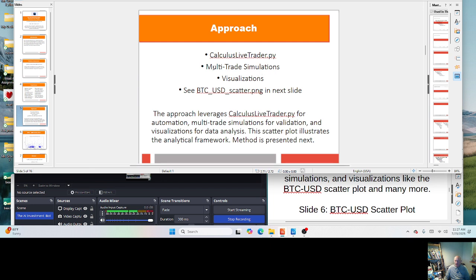Here you'll note the calculus live trader in the approach, multi-trade simulations across various investments, visualizations of the trade activity, and you may note the BTC USD scatter plot in the next slide. The approach leverages calculus live trader.py for automation, multi-trade simulations for validation, and visualization for data analysis. This scatter plot illustrates the analytical framework as just one example. Method is presented in the following slide.